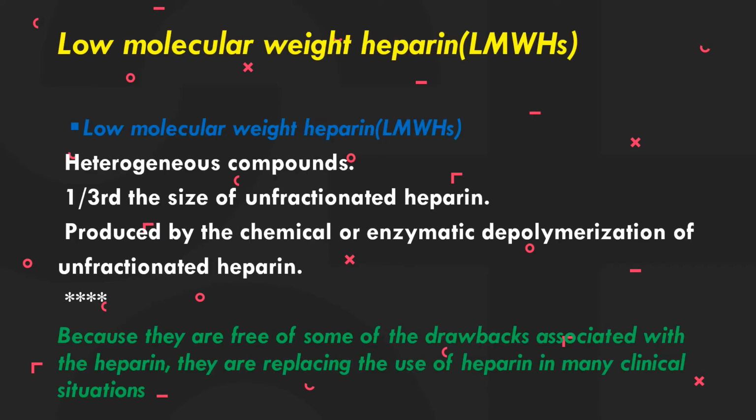So low molecular weight heparins are basically heterogeneous compounds. They are one-third the size of unfractionated heparin. That is why they are called low molecular weight, of course. And they are produced by the chemical or enzymatic depolymerization of unfractionated heparin, which is also called standard heparin.